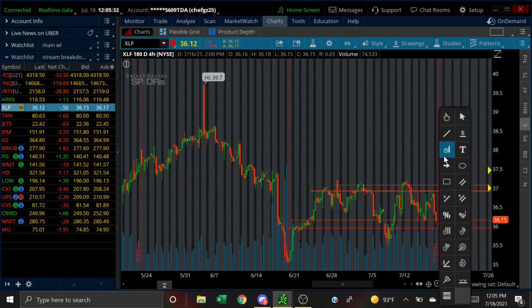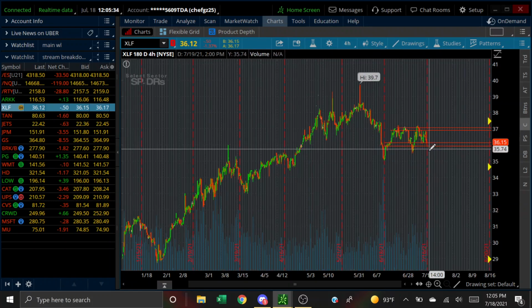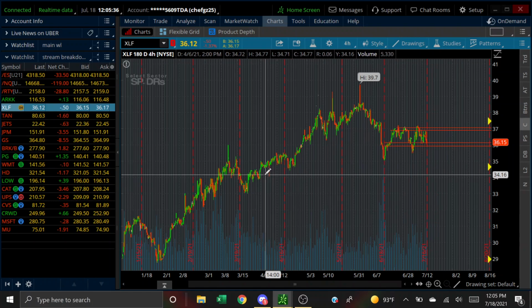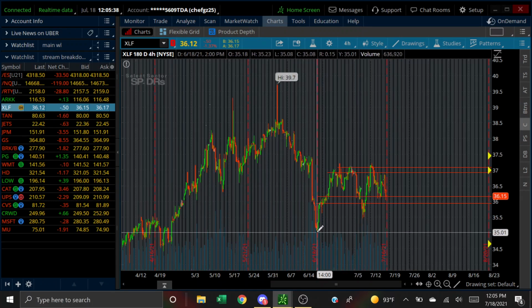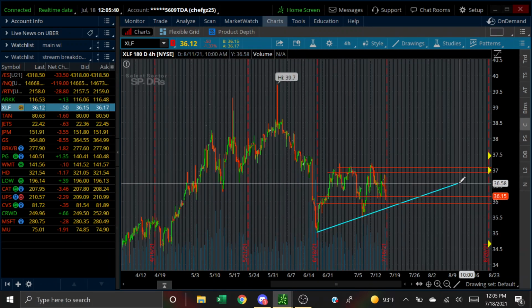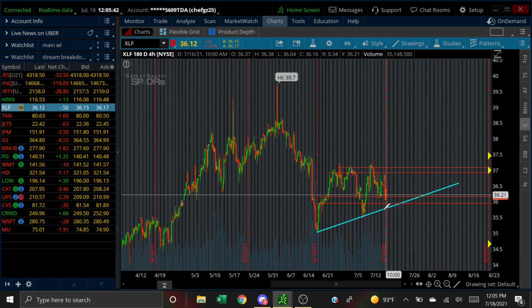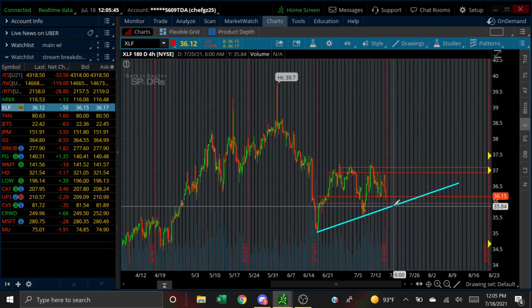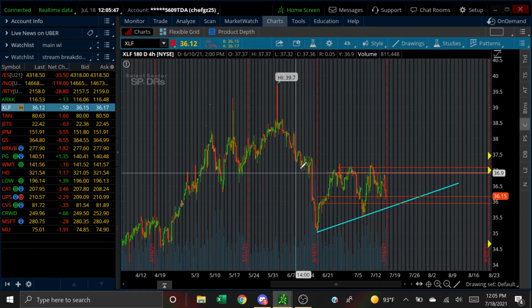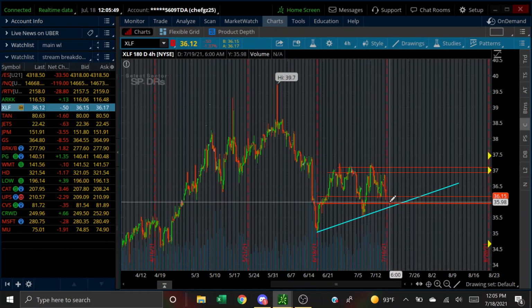If it doesn't hold though, we're definitely coming down and just creating more lows. But we're definitely going to wait to see what the market does. So you can draw this trend line here too. A lot of traders are going to have the same trend line. If not, they're probably not even looking at XLF. So this is just going to be my alert, the 36 level for XLF.